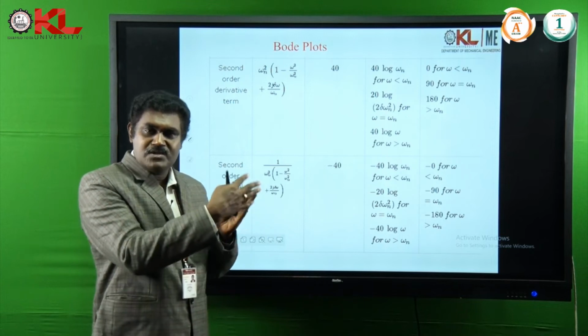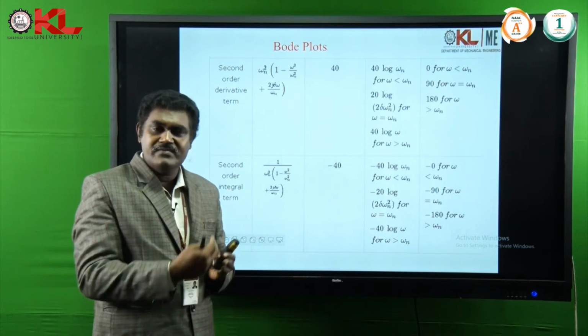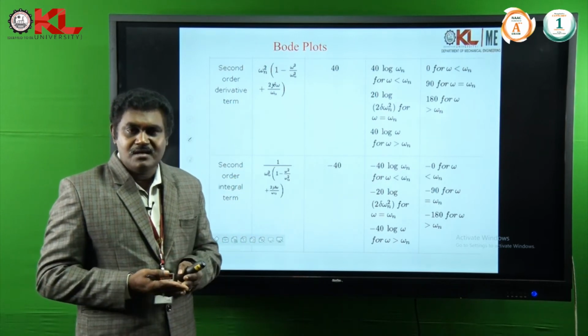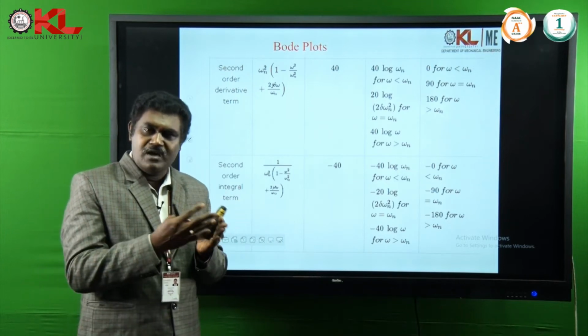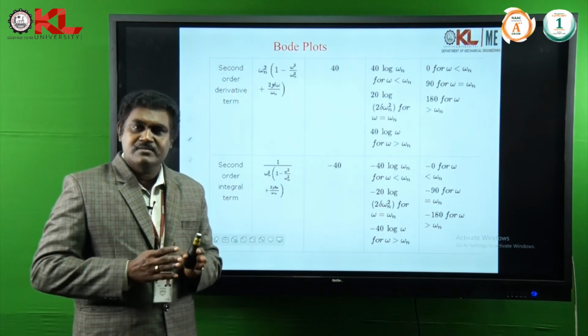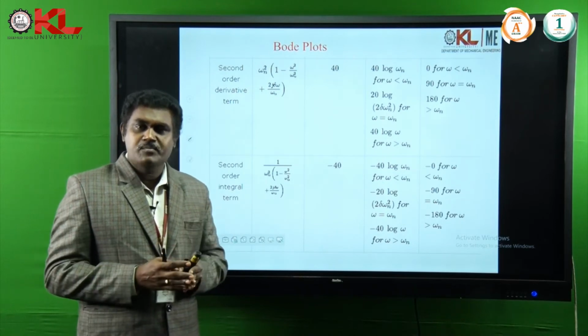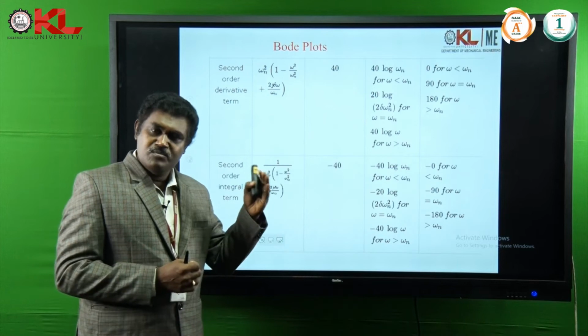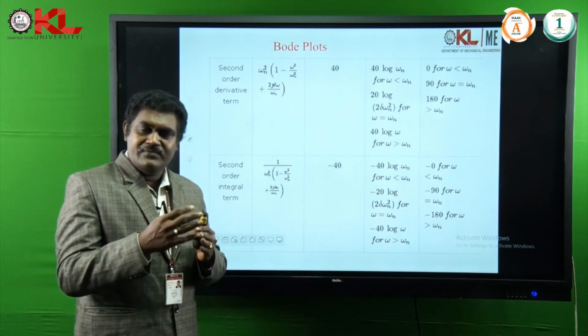Once you know the magnitude and phase angle corresponding to the frequency, then it is easy to draw the Bode plot, the magnitude plot and phase plot. For constructing these plots, we require the logarithmic plots, and using the logarithmic plots, we are going to construct the magnitude plot and phase angle plot.